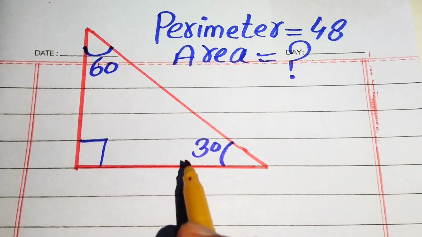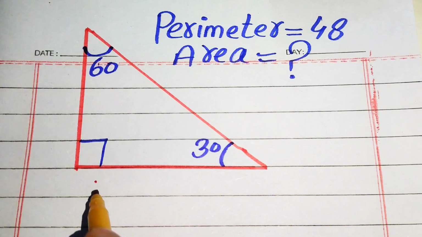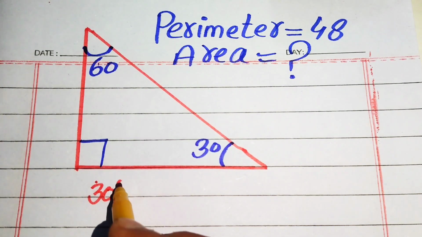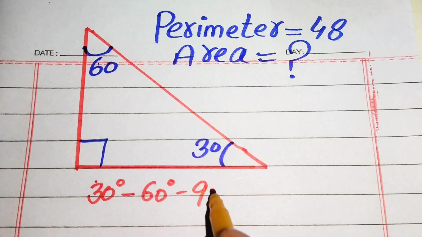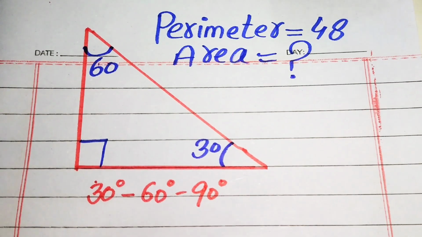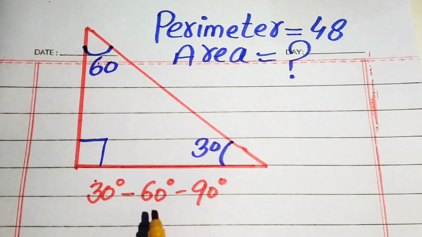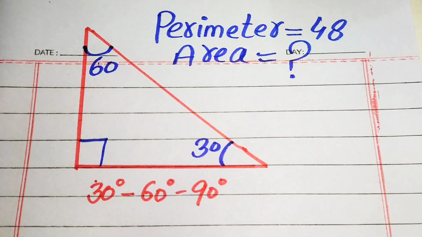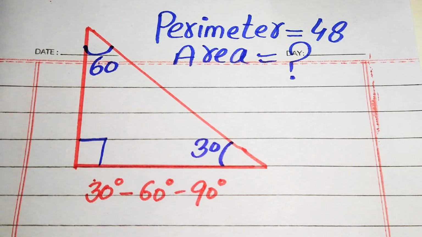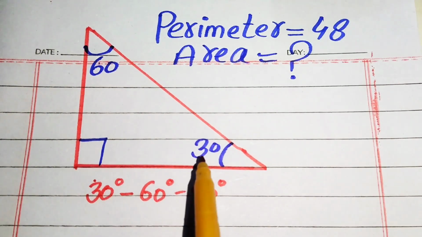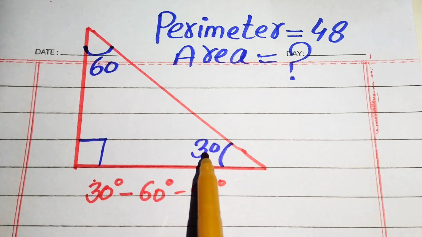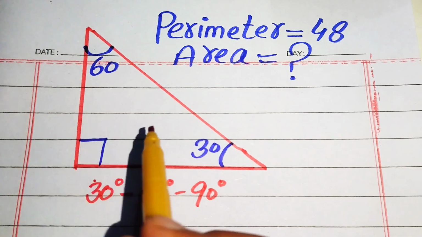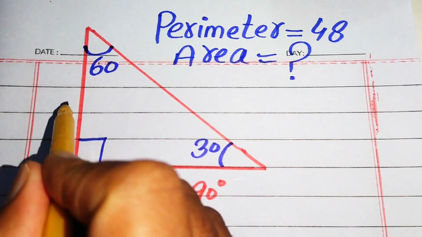So one angle of this triangle is 30 degrees, the other angle is 60 degrees, and the third angle is 90 degrees. So it means that this triangle is the 30-60-90 triangle. We know about this type of triangle. Here you see that the smallest angle of this triangle is 30, so the side opposite to the smallest angle is called the smallest side.